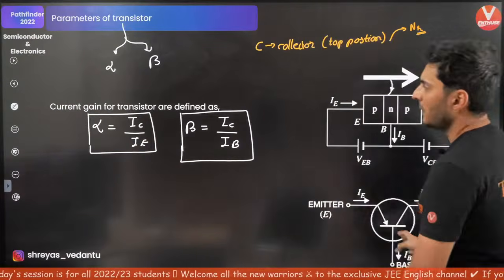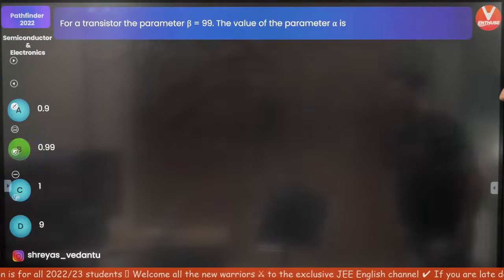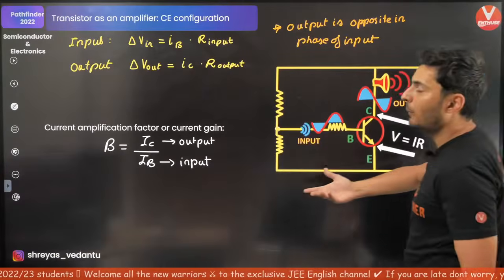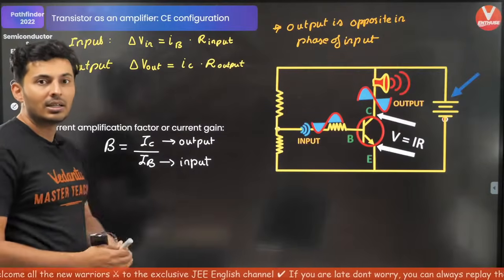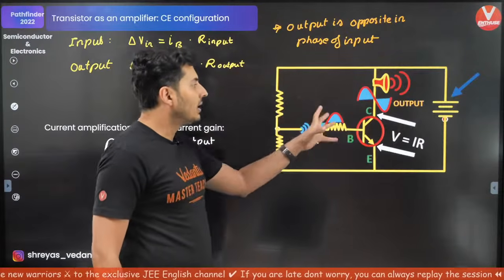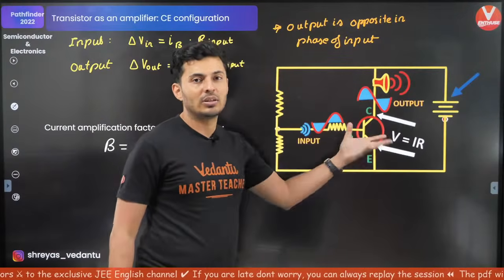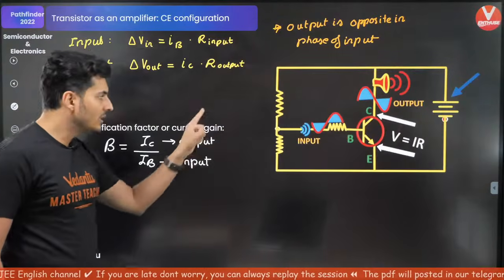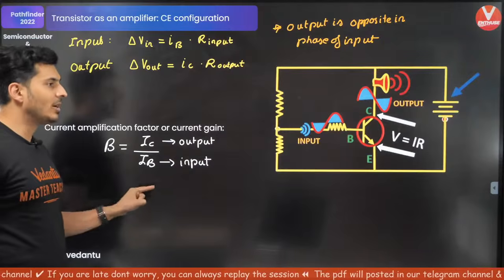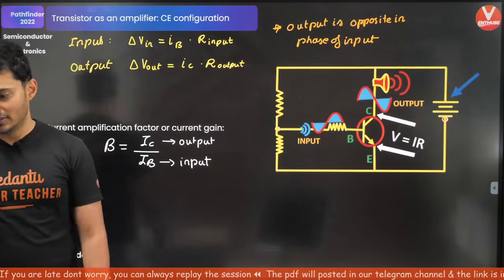That's all. And in case of this particular configuration, when we are talking about the current gain, we usually are referring to beta. Reason? Because the output is on the collector, input is on the base. So output by input. Now check what is output, it's collector. Check what is input, it's base. What is IC by IB? That's beta. That's how it is.